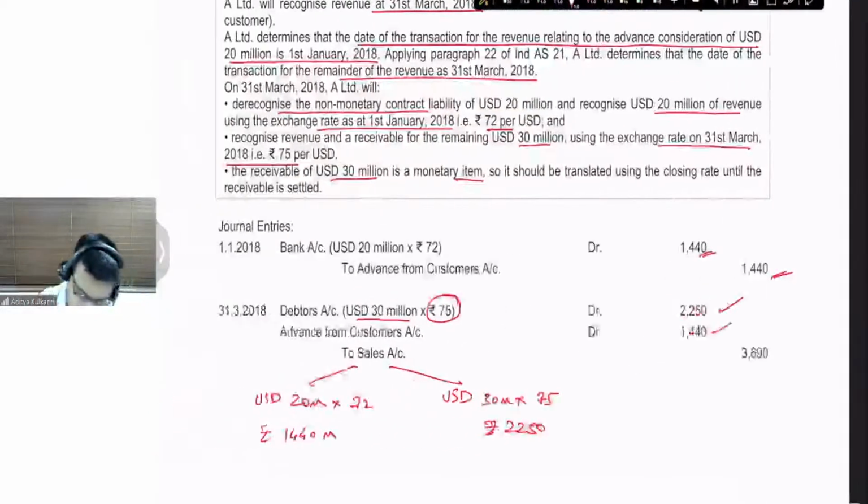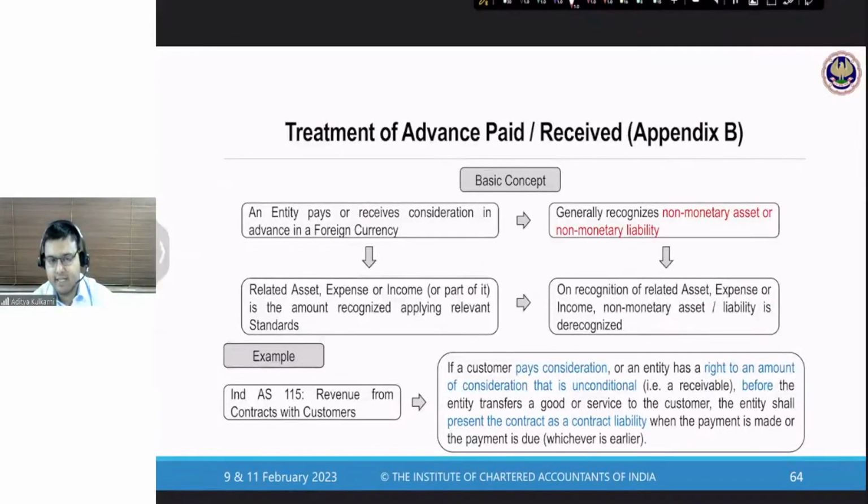Okay. So now let us look at the theory. When an entity pays or receives consideration in advance, it will generally recognize a non-monetary asset or a non-monetary liability. We recognized a liability.